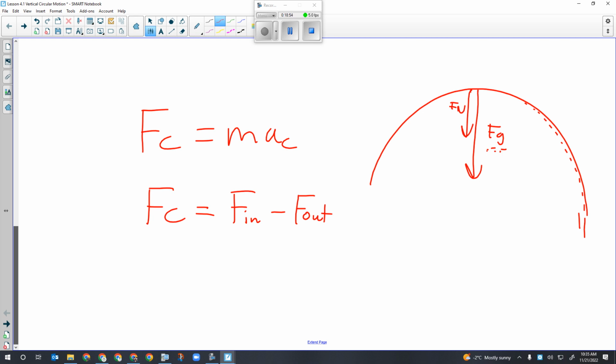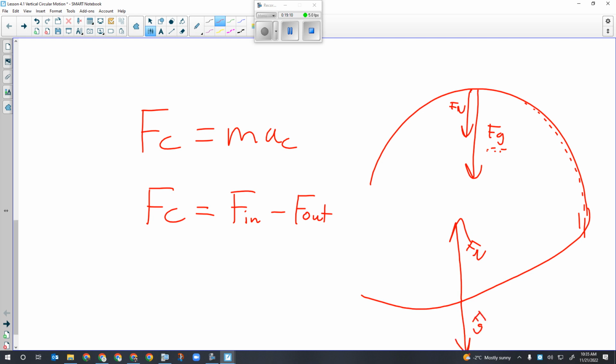Down here at the bottom, when he completes that loop, the normal force is lots bigger, because which way is gravity acting? Down. Down, which is out of the circle.